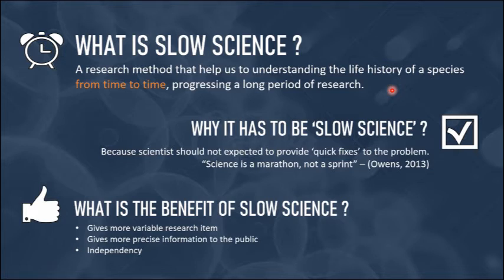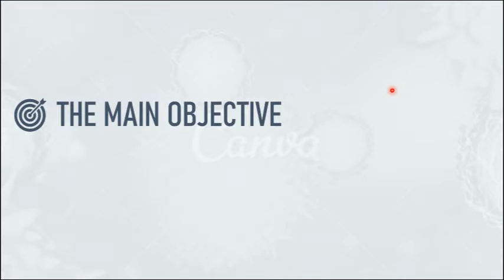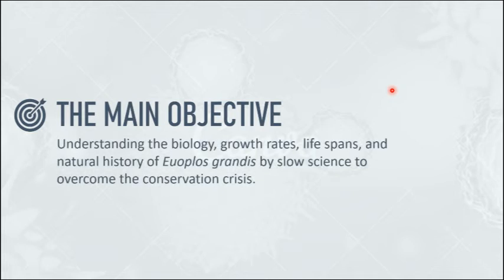And here comes the main objective of this research. It's to understand the biology, growth rates, lifespans, and natural history of Euoplos grandis by slow science to overcome the conservation crisis.